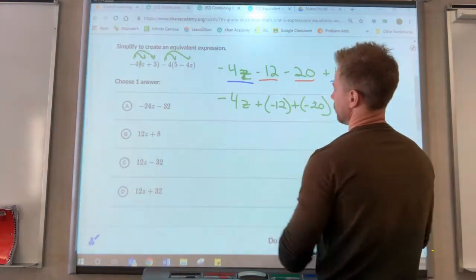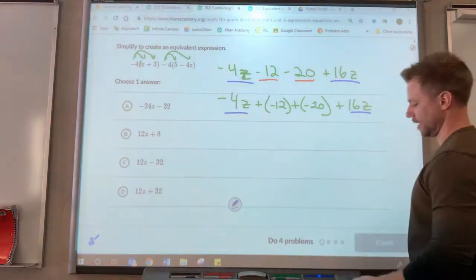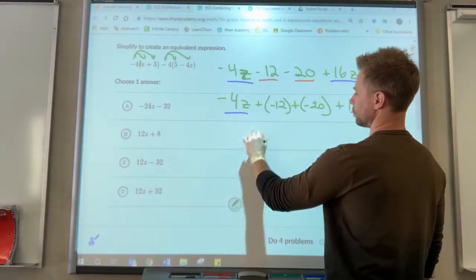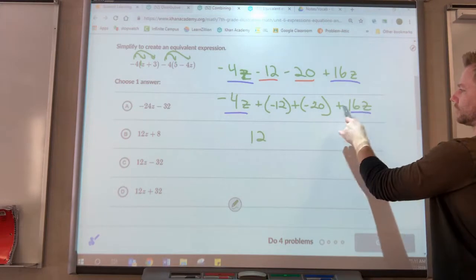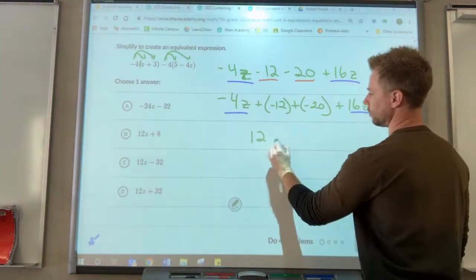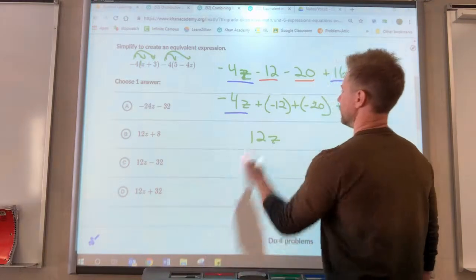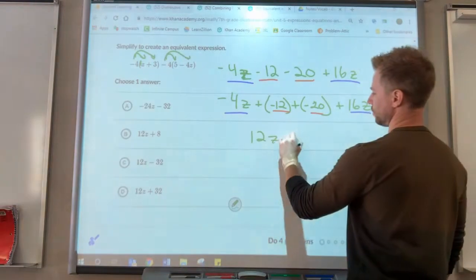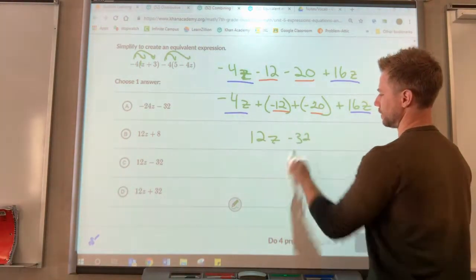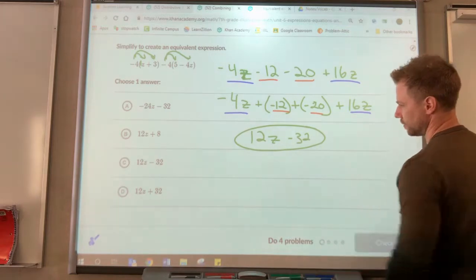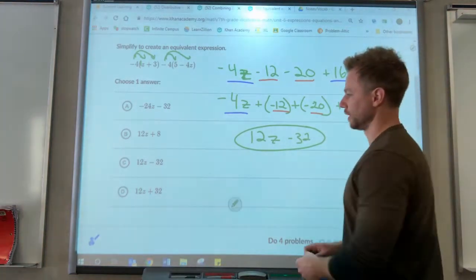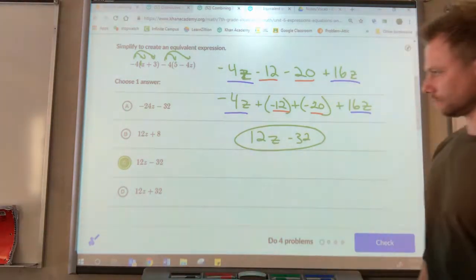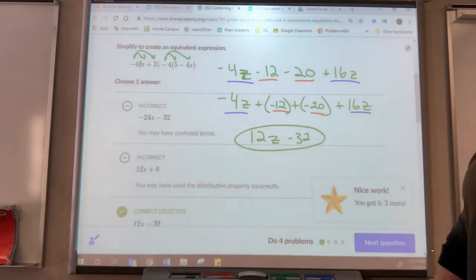Okay, so we have our like terms, negative 4z and 16z. They are unlike, so we subtract. 16 minus 4 is 12. Keep the sign of the bigger number. 16 is bigger, it's positive. It's a positive 12. Don't forget the z. Then we have negative 12 and negative 20. They are like, so we add. 20 plus 12 is 32. Keep the original sign, which is negative. So we have 12z minus 32. So we need a negative 32 and a positive 12. That's right here. That is the only one that has what we need.